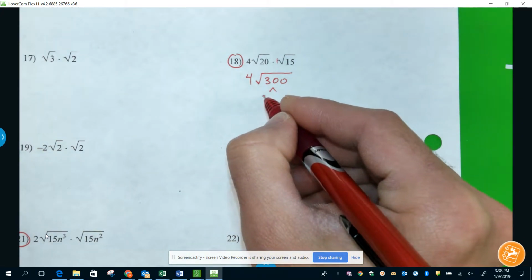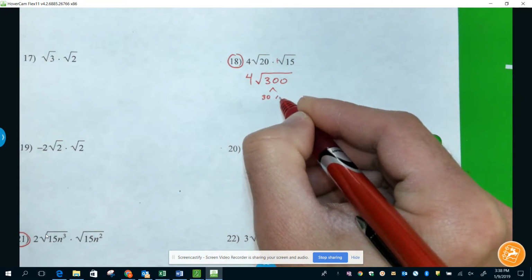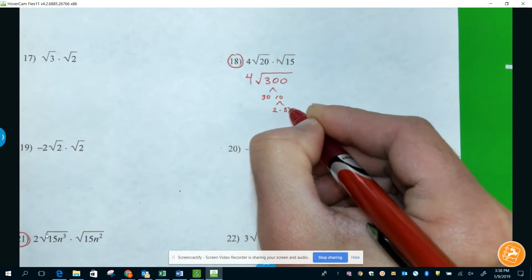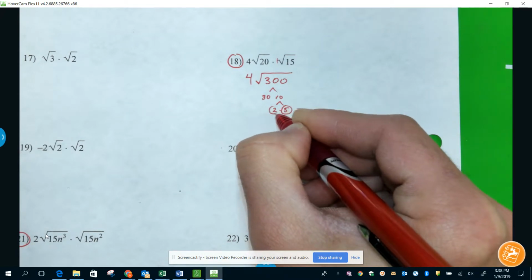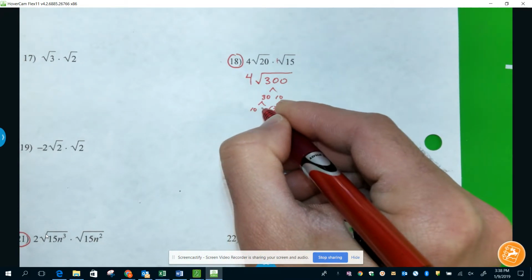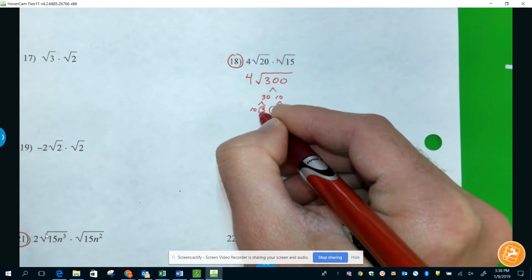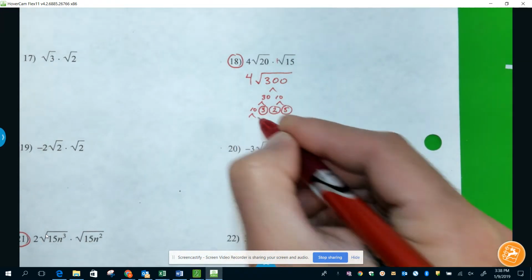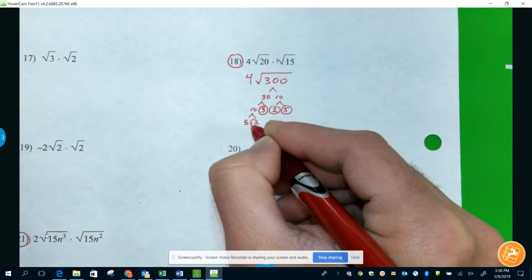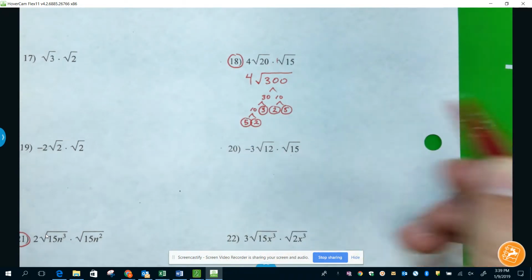So we can say 30 times 10. 10 breaks down to 2 times 5. Those are both prime, so we'll circle those. 30 breaks down to 10 times 3. 3 is prime, I'll circle it. 10 breaks down to 5 times 2. Those are both prime, so I'll circle both of those.